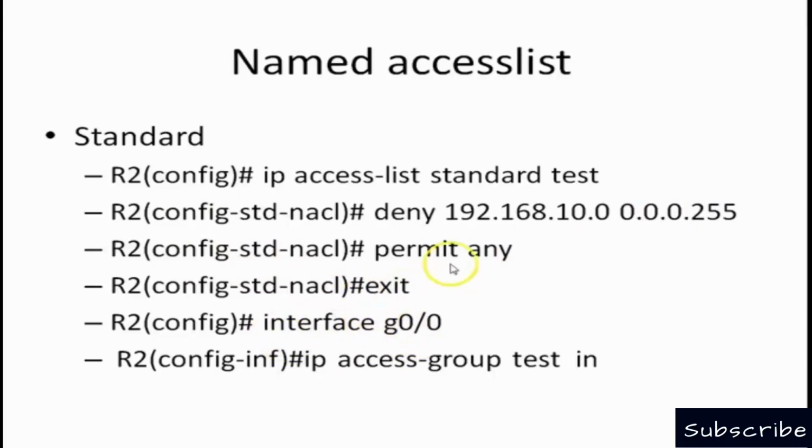Now how do we apply this named access list? On interface G0/0, you have to write IP access-group. Instead of a number we are writing this name, that is given by us, test, and it is inbound. So it is the same as the numbered access list, but instead of a number here we are writing a name.